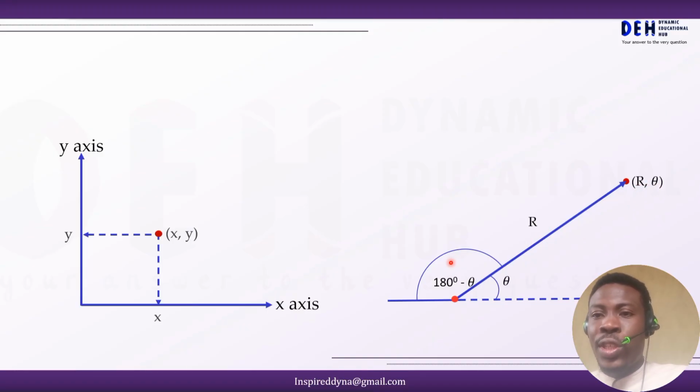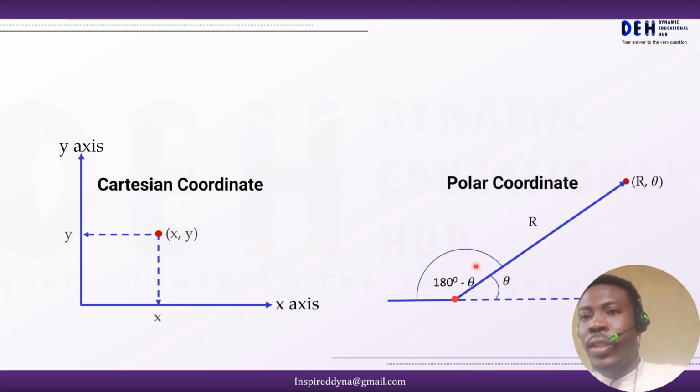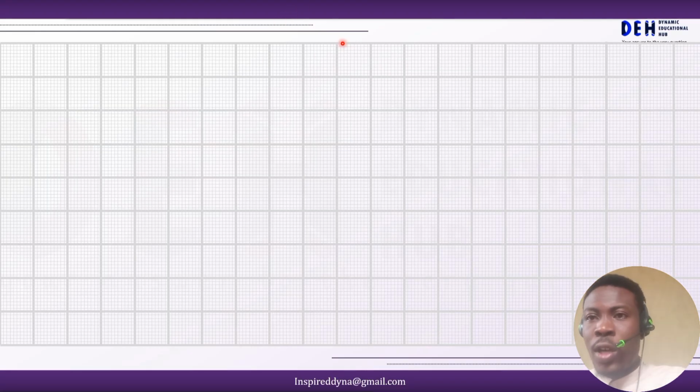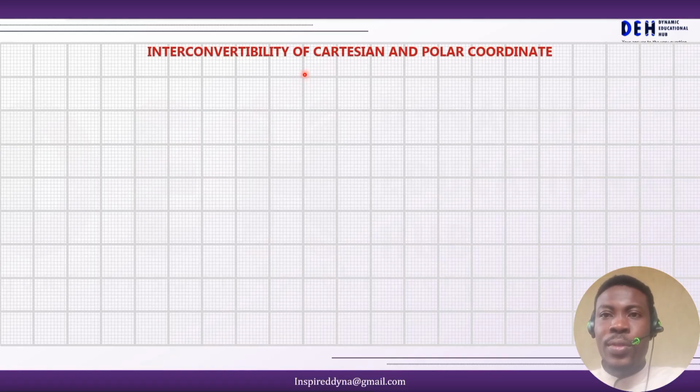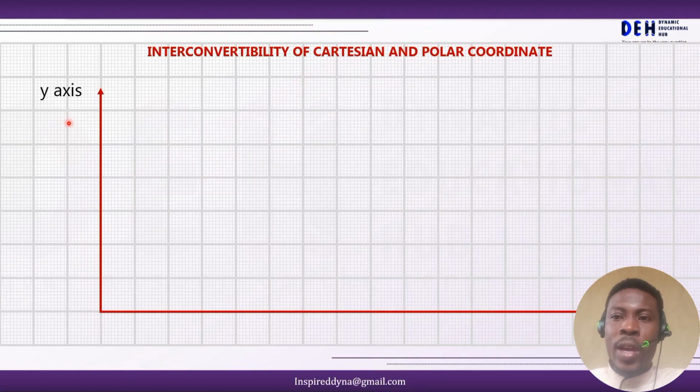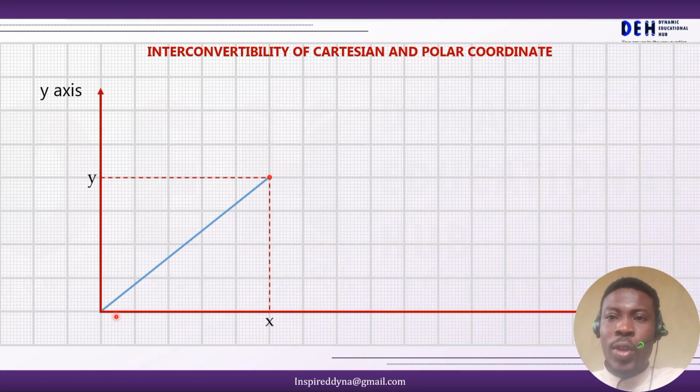Okay, these are Cartesian coordinates here, and polar coordinates here. So how do we now convert these coordinates? It's very simple. Let's have a y-axis and an x-axis here. On this graph, let's have a point and describe it. We have an origin here, 0, 0 for x and y. Let's join them together. If you want to describe the polar coordinates of this point, you measure this line, which is r, and you measure this angle, which is theta.